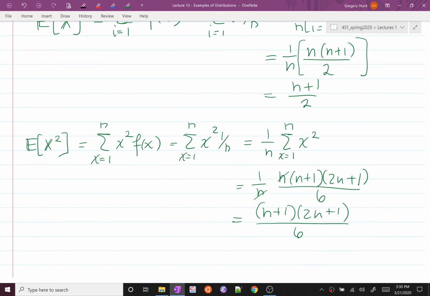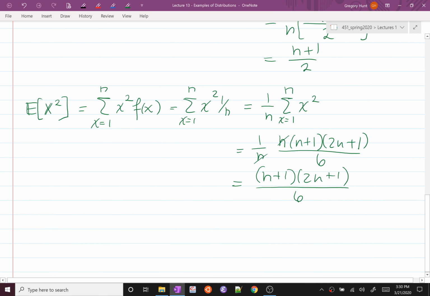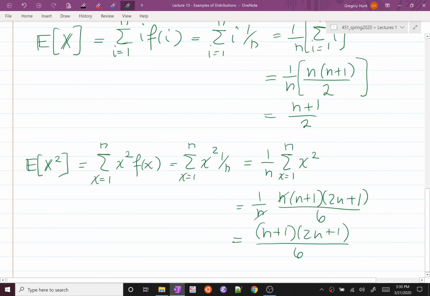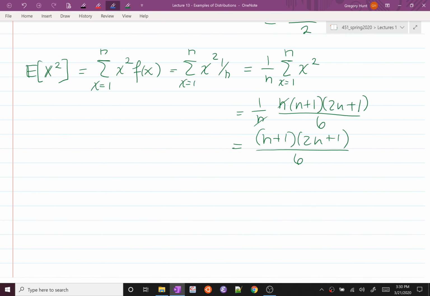Smaller. Well, yeah, it's not particularly interpretable in terms of what it is. What we can hopefully interpret a little better is variance. And since we now have our first two moments, the first moment being the expected value, the second moment being the expected value of the square, we can use our shortcut formula and get the variance.